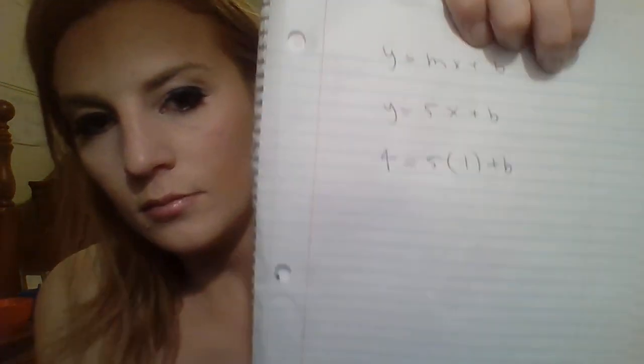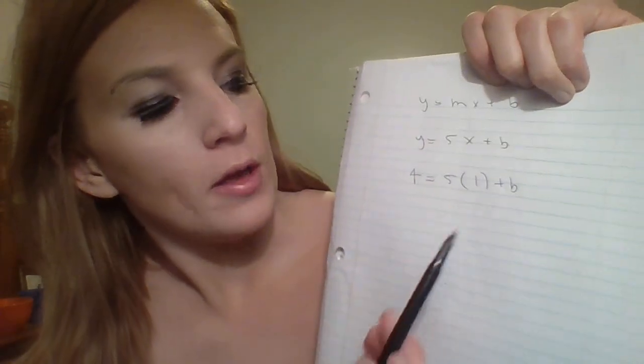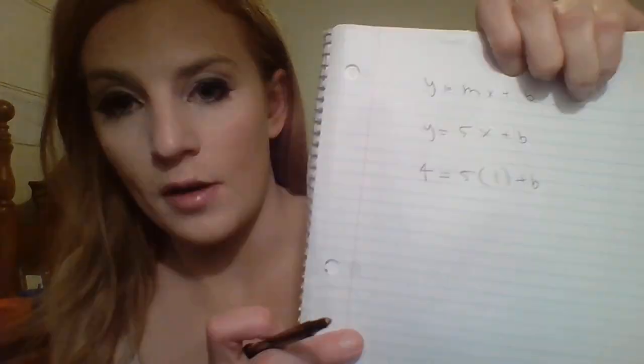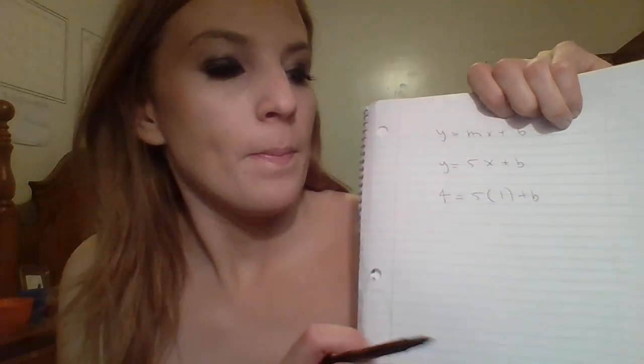So for starters, you want to do y equals 5x plus b. And now you have 3 values, so you can choose any point. It makes sense to choose one of the smaller values to make it easier. So let's just do 4 equals 5 times 1 plus b. So I plugged in 1 for the value of x and 4 for the value of y.